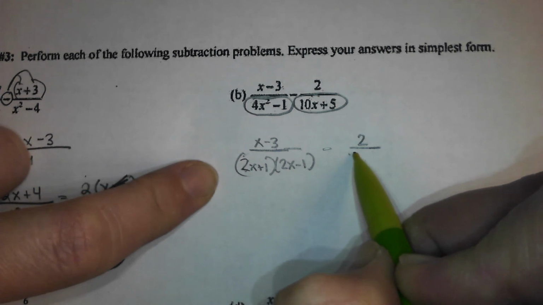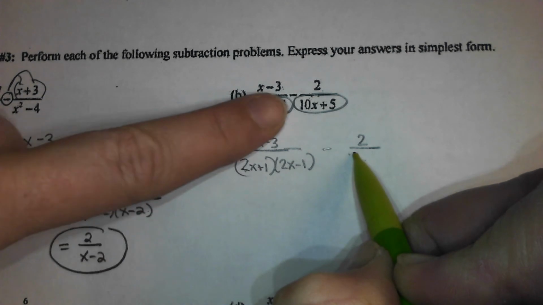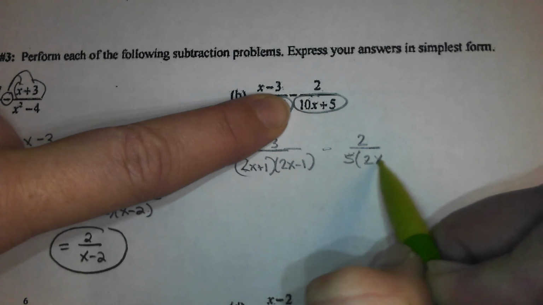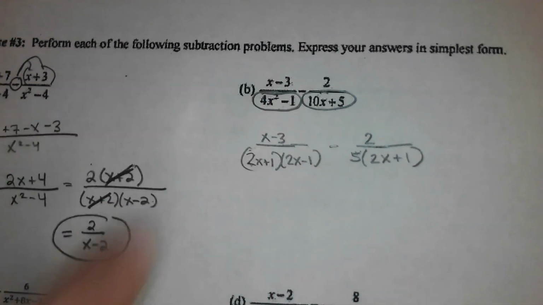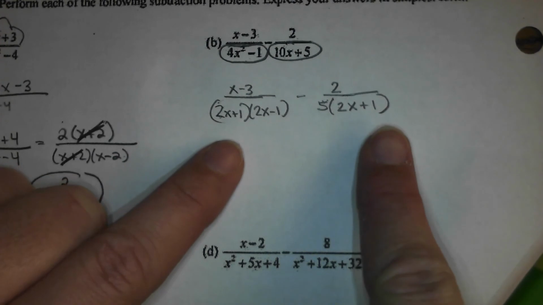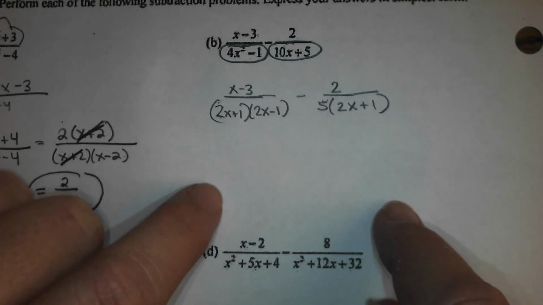Well, what do I take out in front? 5, and what's left? Plus 1. Good. So, keep going, Lucas B. What do they already have in common?